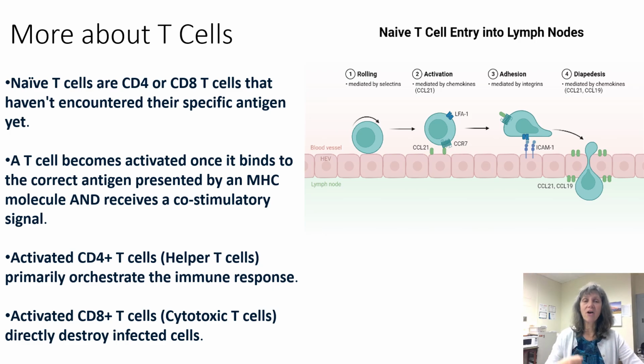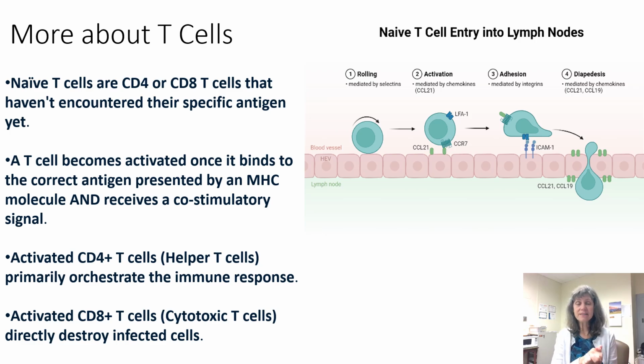Naive T cells are CD4 or CD8 T cells that have not yet encountered their specific antigen. And a T cell is going to become activated when two things occur. First, it's going to bind to the correct antigen that's presented by a major histocompatibility complex molecule, but it also has to receive a co-stimulatory signal.